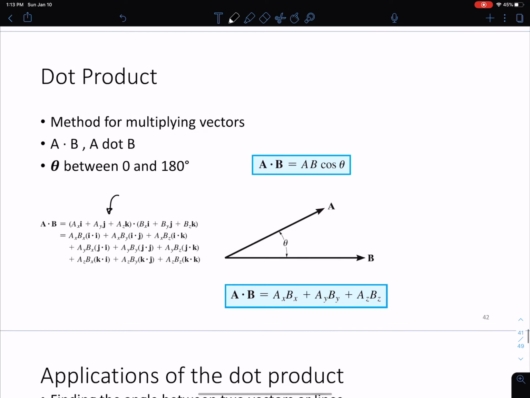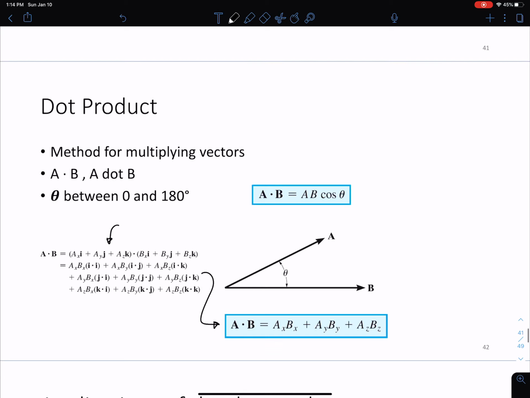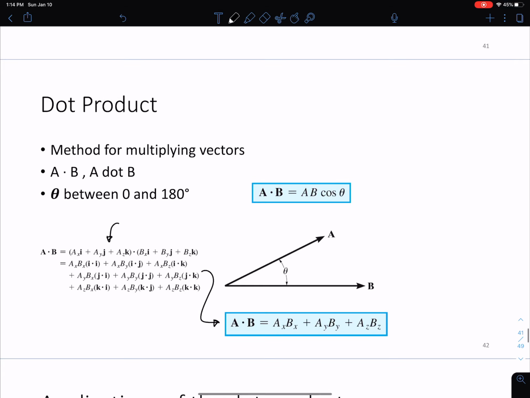Basically all of this simplifies to our AX component times our BX component, our AY component times our BY component, and our AZ component times our BZ component. All of this math just simplifies to this for each direction. One thing I want to note here is dot products are scalar. They give you a scalar quantity, which means all of these are just single numbers being added together. So we're going to just end up with one number. It will not give us a direction.